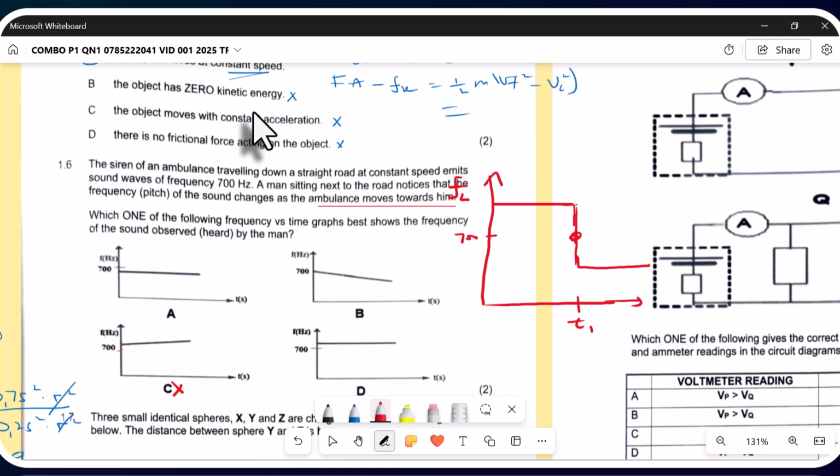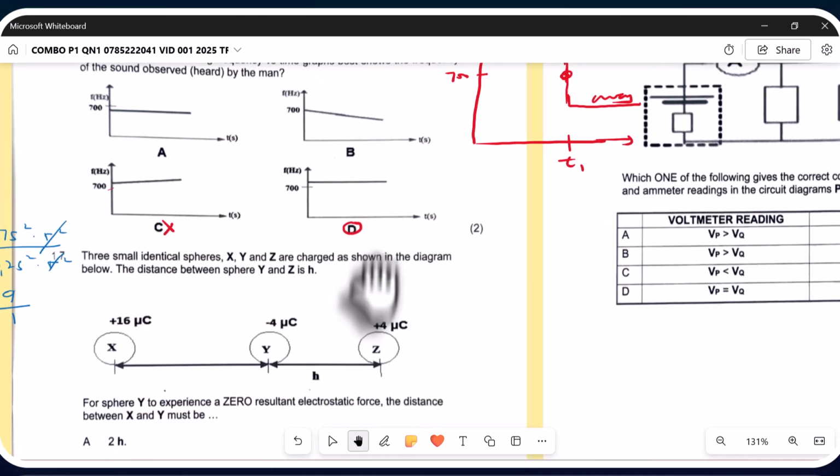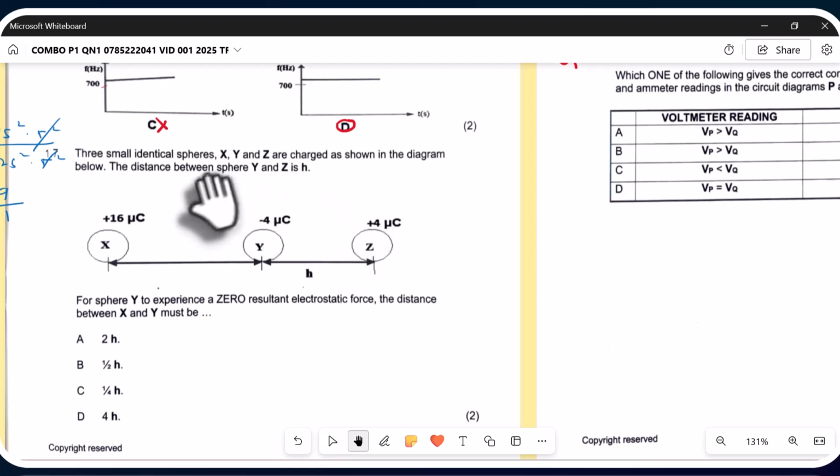Let us continue. Next question here from Eastern Cape. That is 1.7. They said that the three small identical spheres X, Y, and Z are charged as shown in the diagram below. The distance between sphere Y and Z is h. So this is X, this is Y, this is Z. This is h between there. This is 16, -4, and then +4.